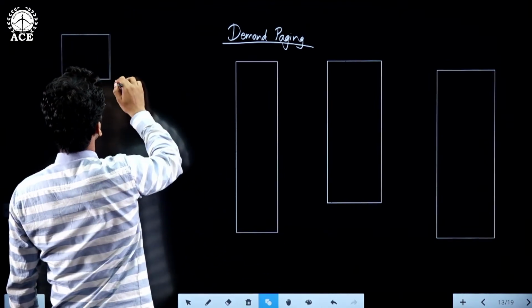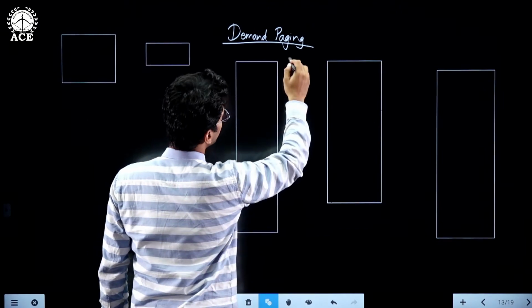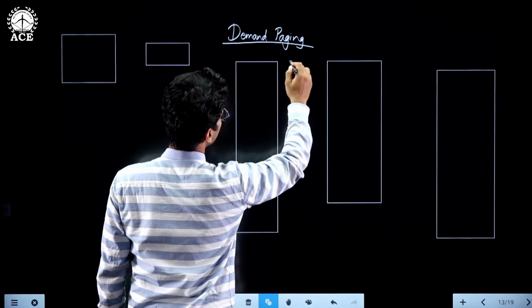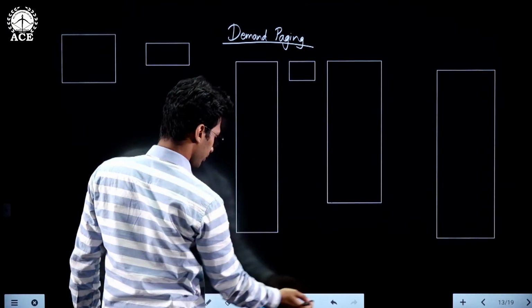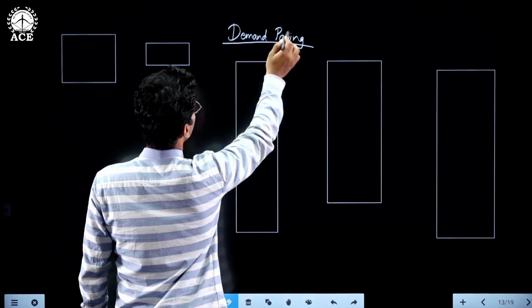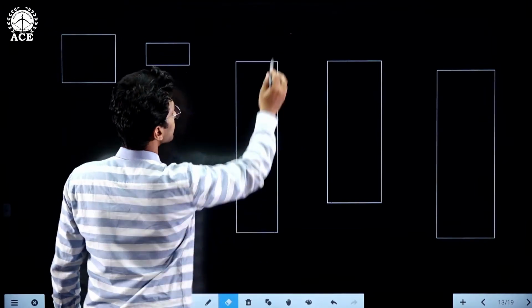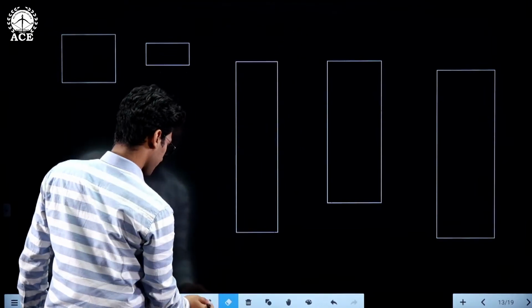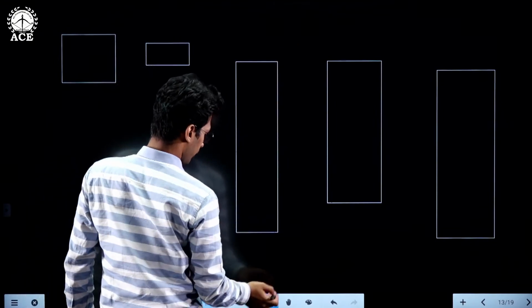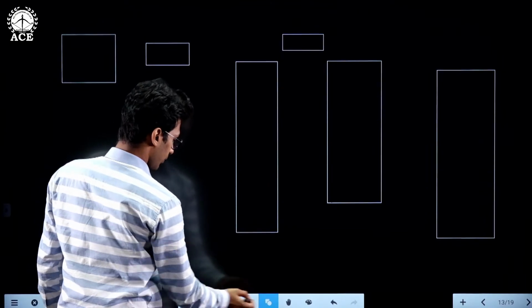This one is the CPU. It generates a logical address. The logical address from the page table will get converted to what? Physical address. I think I need some space here. Let me rub it out. This gets converted to the physical address. Done.